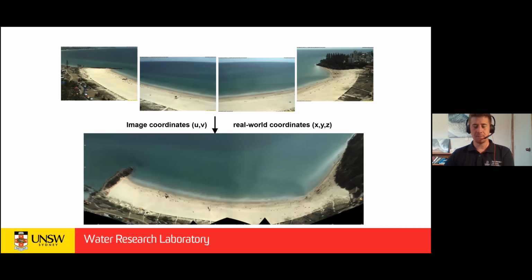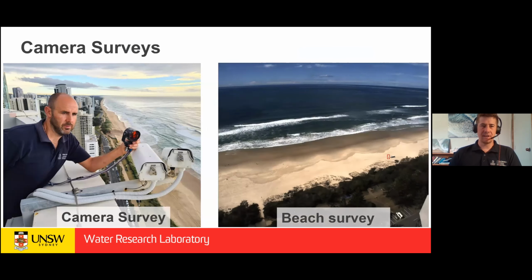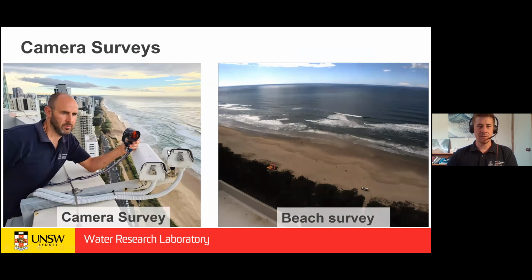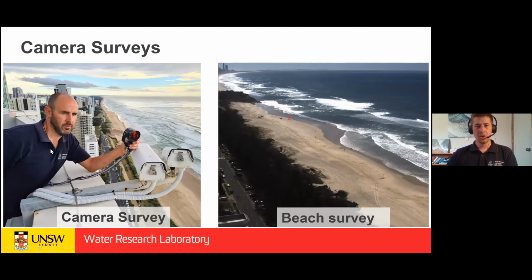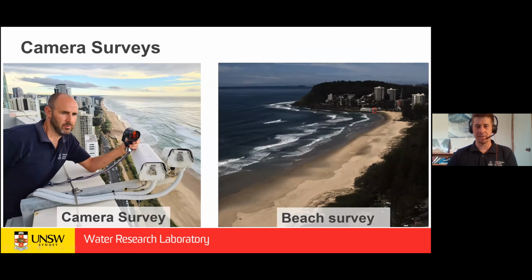The final piece of the puzzle is to map the shoreline like this example here. But what are the pieces of the puzzle that we need for this rectification process? The first thing we need to do is a camera survey. In the image on the left, we've got my colleague, Matt Blacker, who is assisting with a total station survey of the position of one of our cameras.